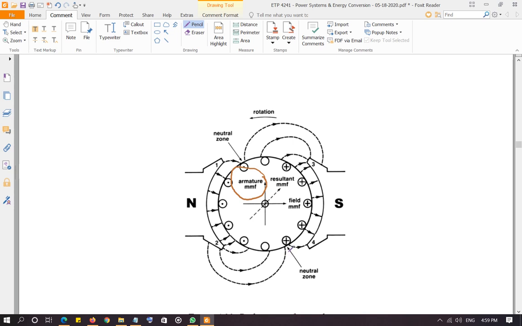You have the armature MMF, which is due to the flow of current in the armature because you connected the load, and you have the field MMF. Remember, MMF is magnetomotive force, the force that produces the flux. The field MMF is of course the flux due to the field magnets. Now when these two fields interact with each other, they are going to change the orientation of the magnetic pattern on the armature.